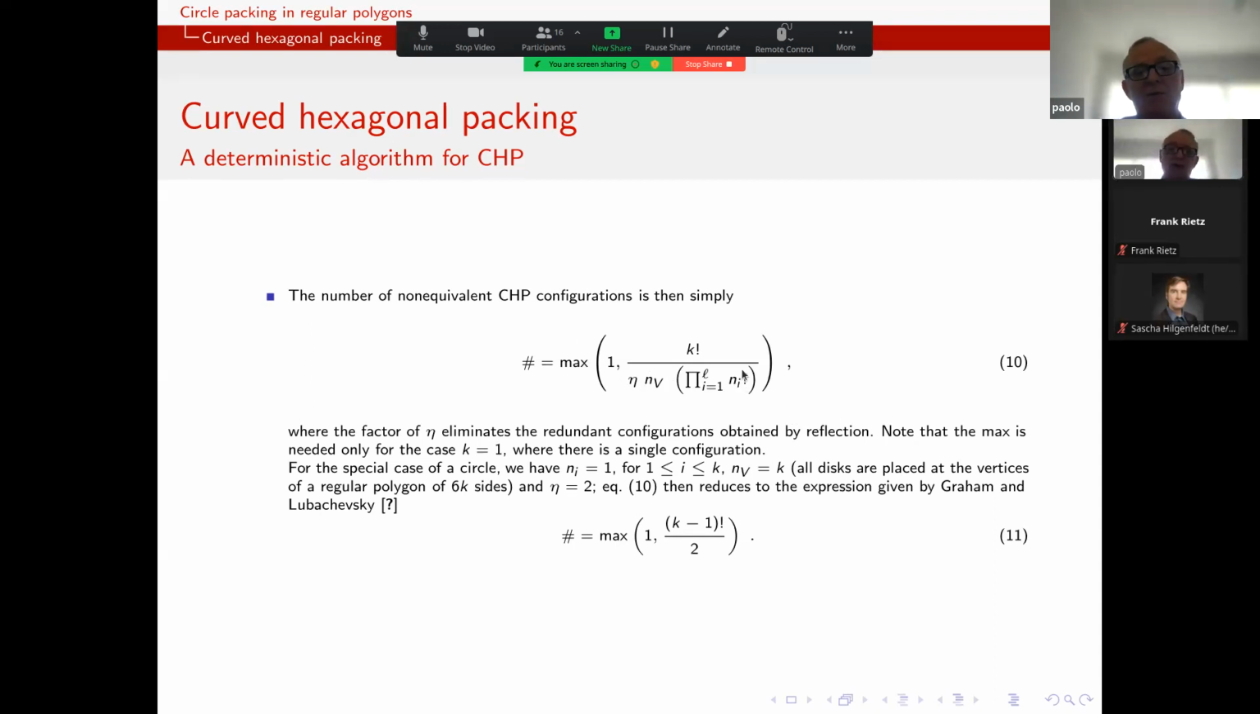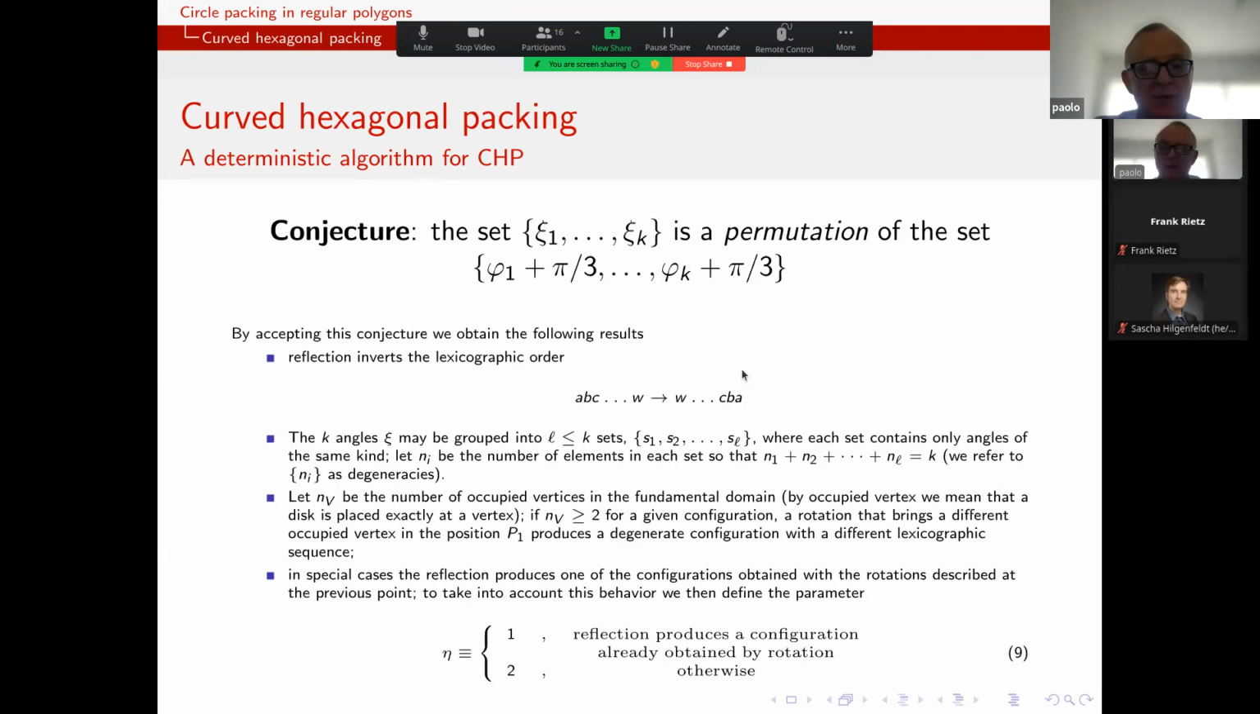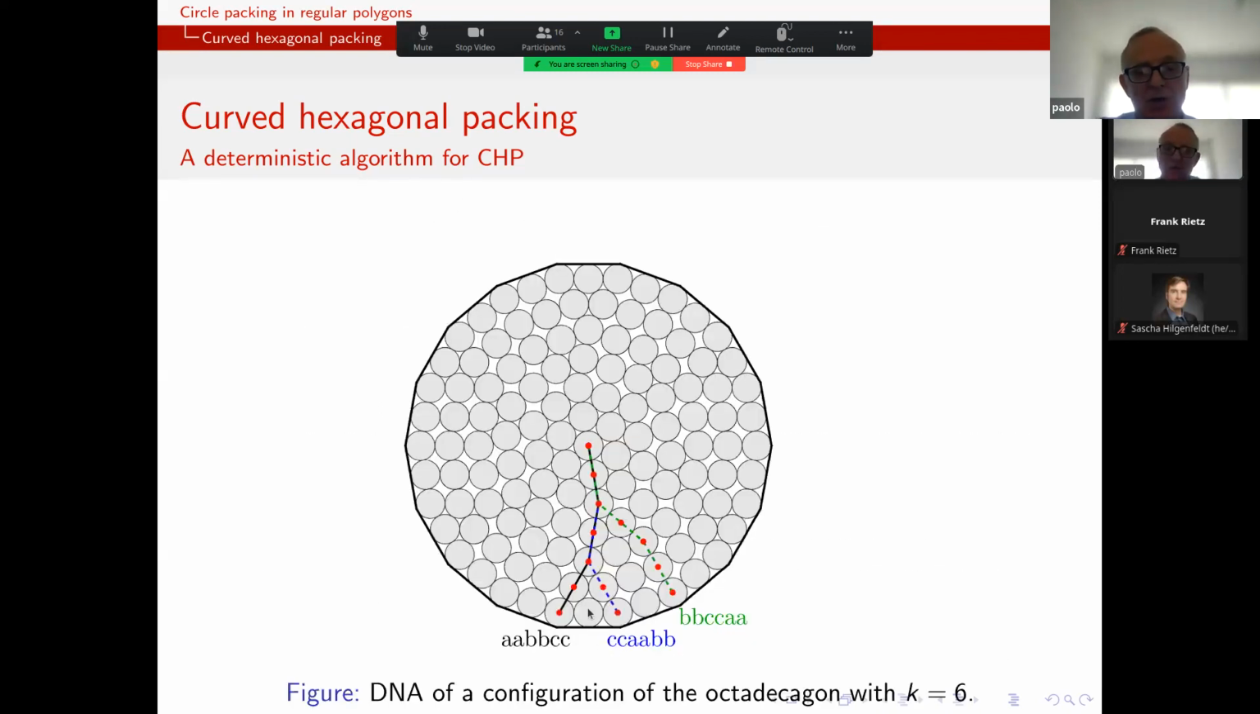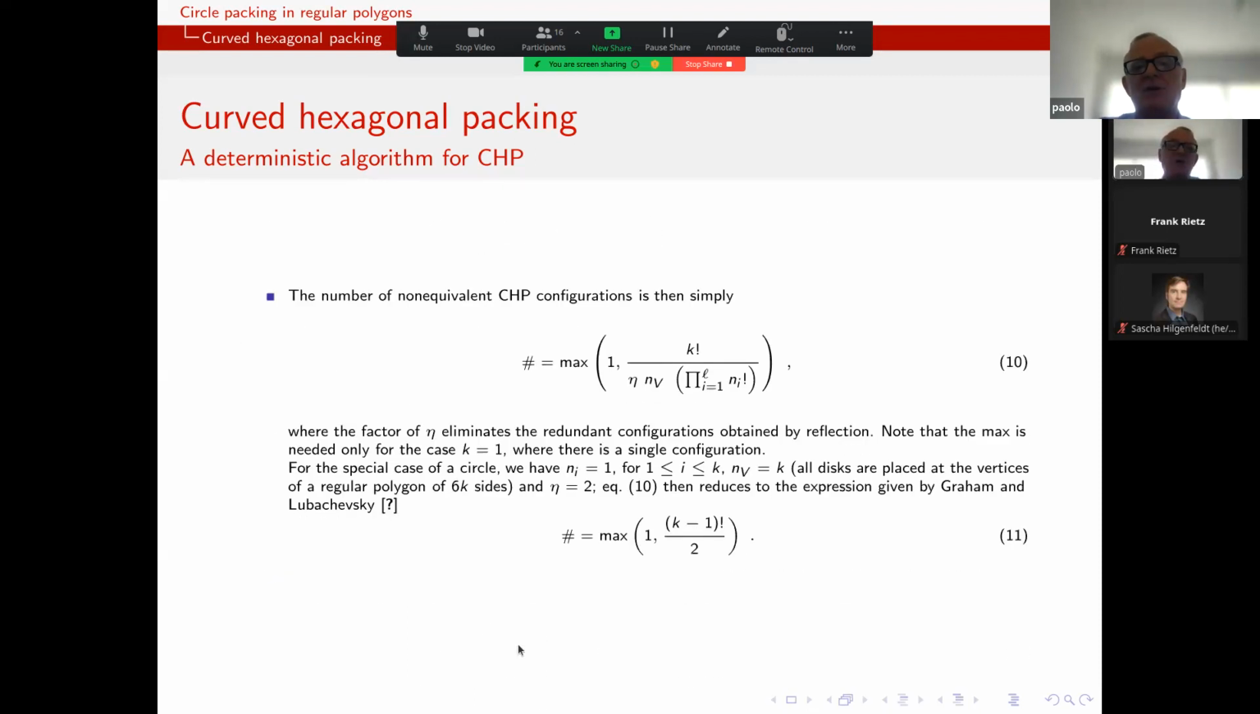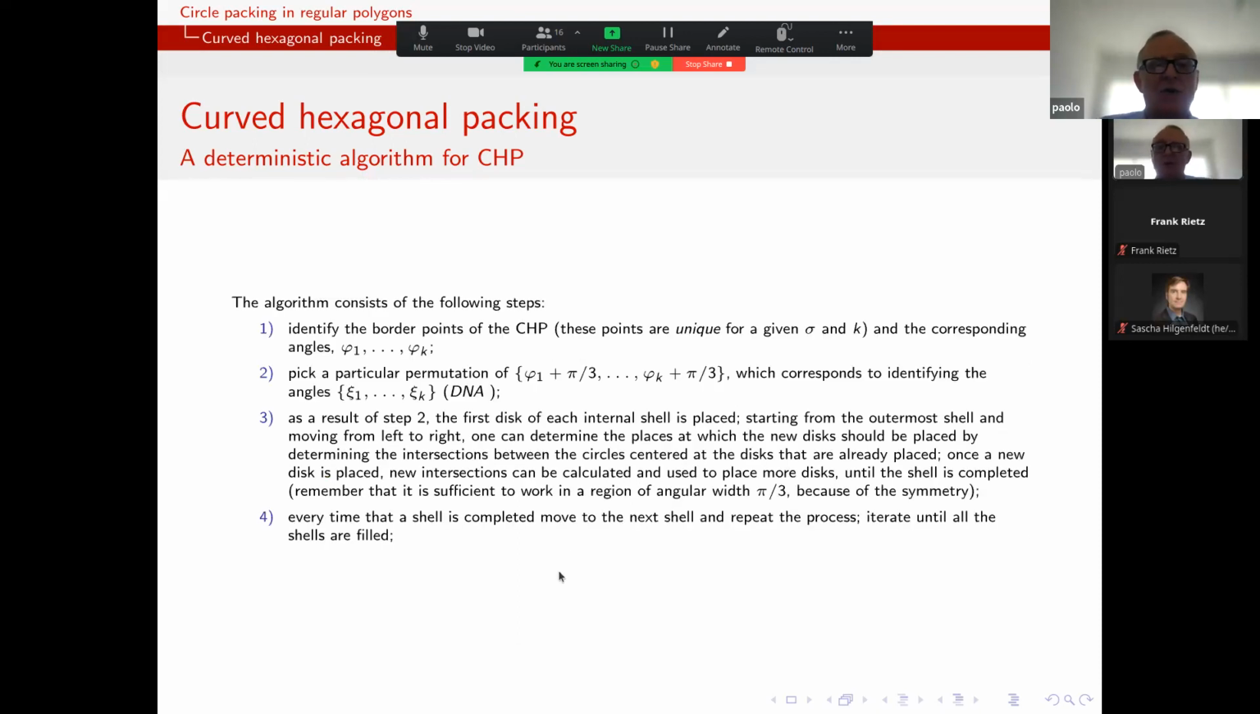For example, in this configuration that I show you here, there are only 3 kinds of angles, and each one with 2 elements. So essentially, you have to take out this equivalence. Okay, so in this way, we managed to define, to work out a deterministic algorithm. The previous algorithms have a random ingredient, but this one is completely deterministic.